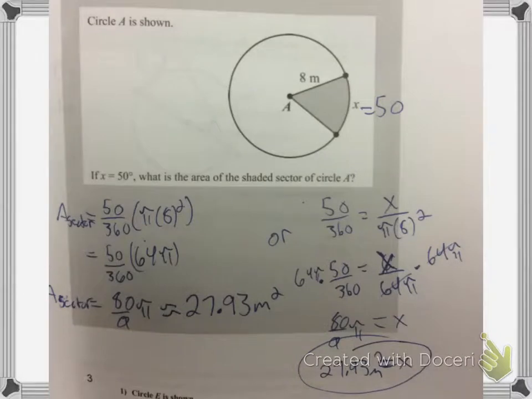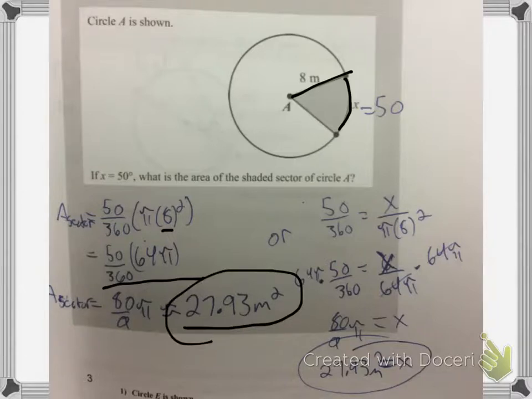Alright, circle A tells us x is 50. What is the area of the shaded sector of circle A? So I'm going to use my formula, 50 over 360, because that's the portion that we're finding. Find the area of my whole circle: pi r squared, so 8 squared is 64 pi. 50 over 360 times 64 pi gives me 80 over 9 pi. It's approximately 27.93 meters squared.